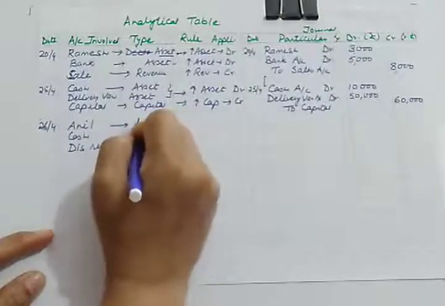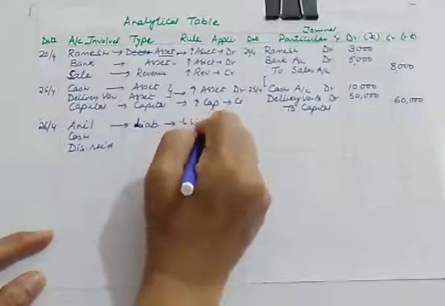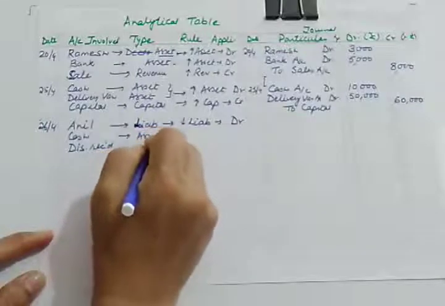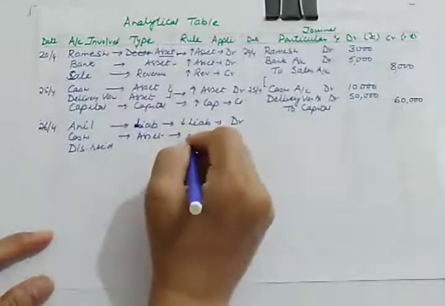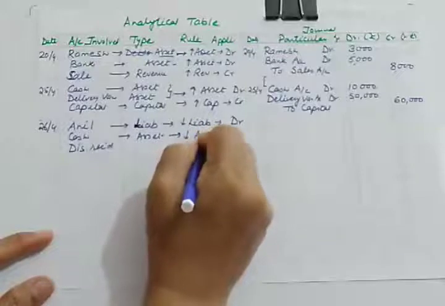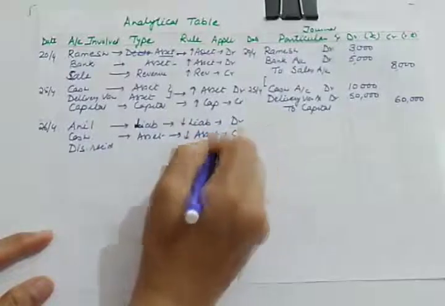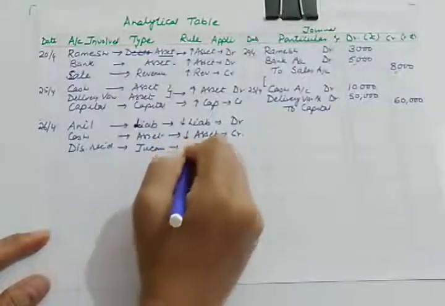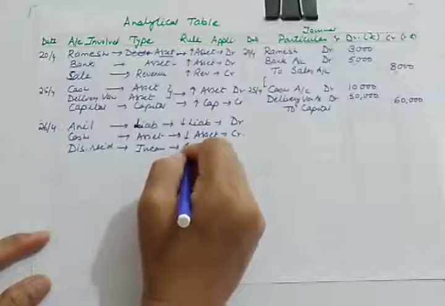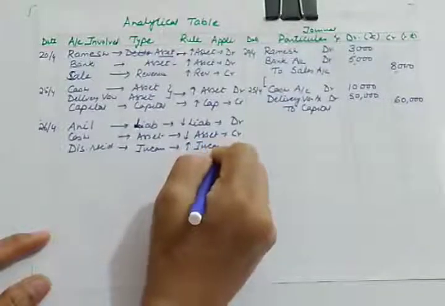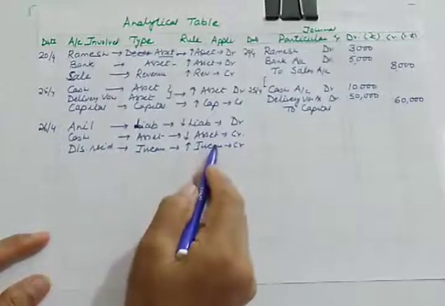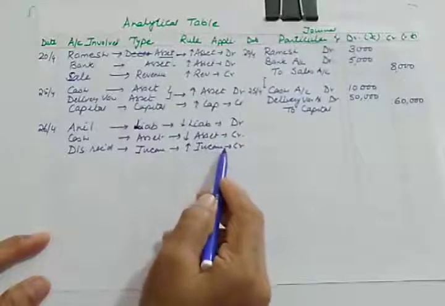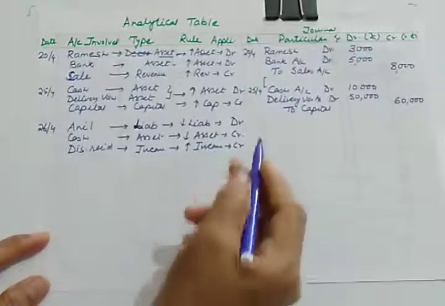In the next column we can write decrease in liability will be debited, and cash is our asset. What is happening to asset? Asset is also decreasing, decrease in asset. Credit, discount received is your income. So what is happening to income? Income is increasing, increase in income, credit. So see how varieties are there. One is liability, asset and income. All the three are from different categories.